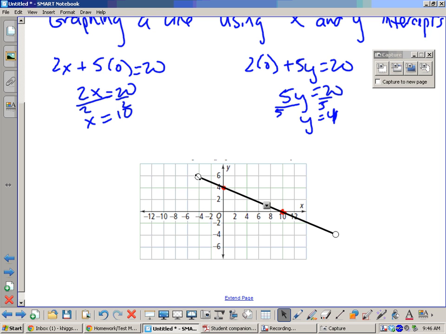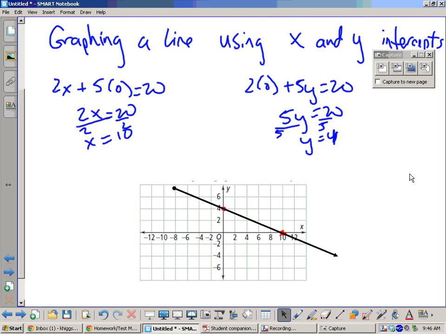So there is the x-intercept, y-intercept way of graphing. So this is just another way to graph. We've learned how to graph using slope-intercept, point slope, and now standard form using x and y intercepts.